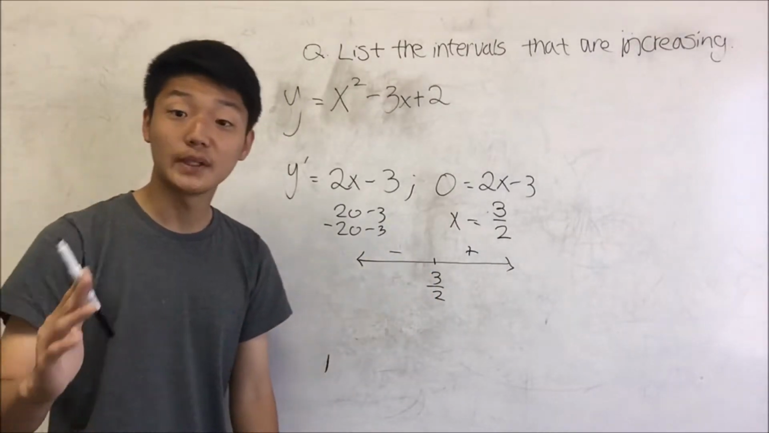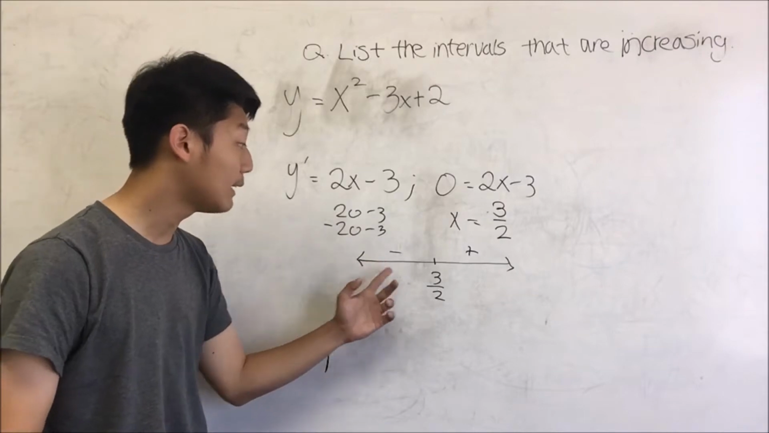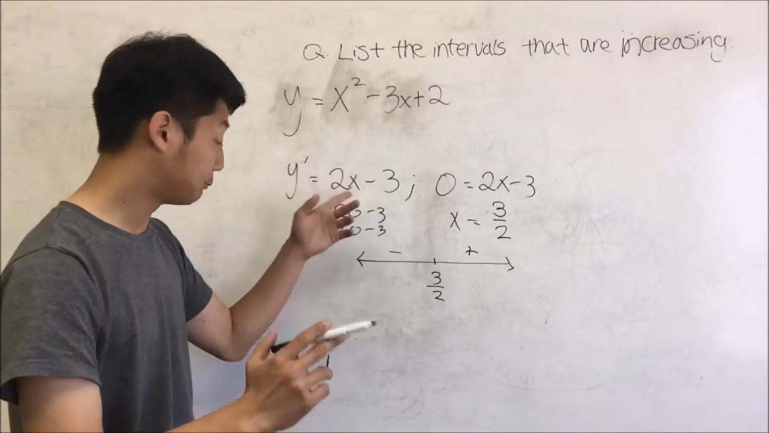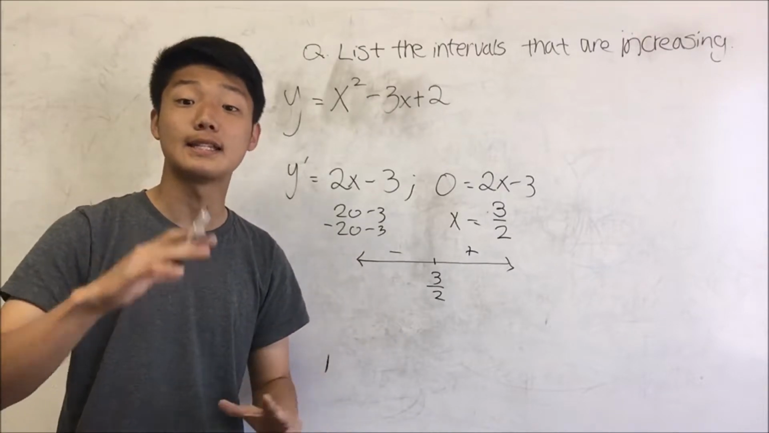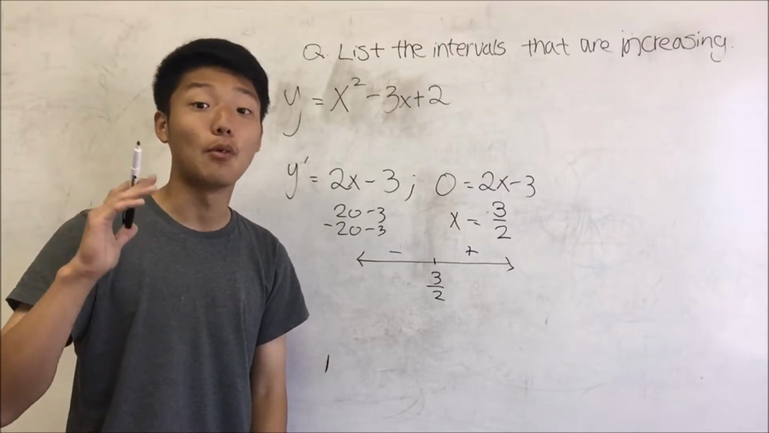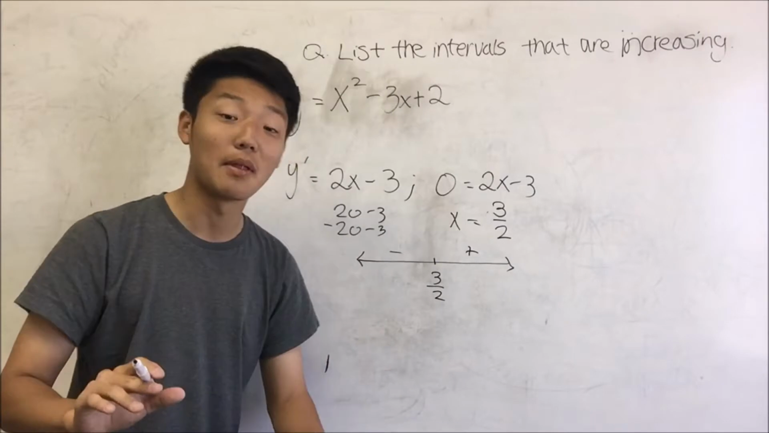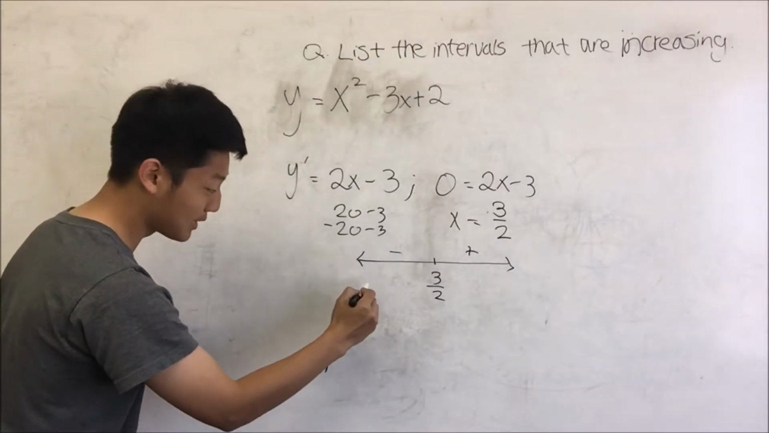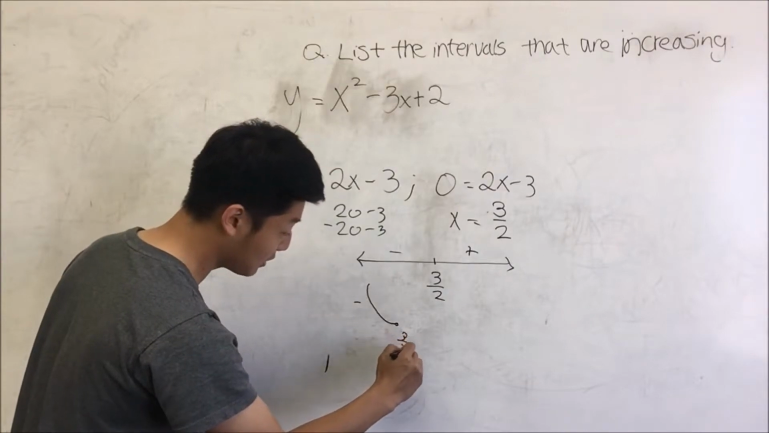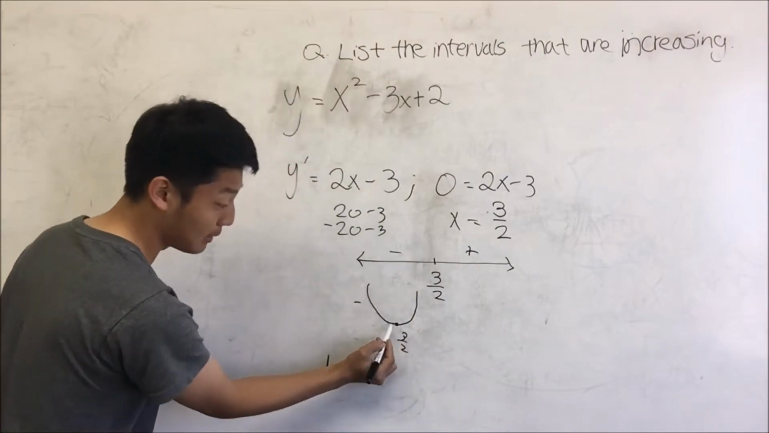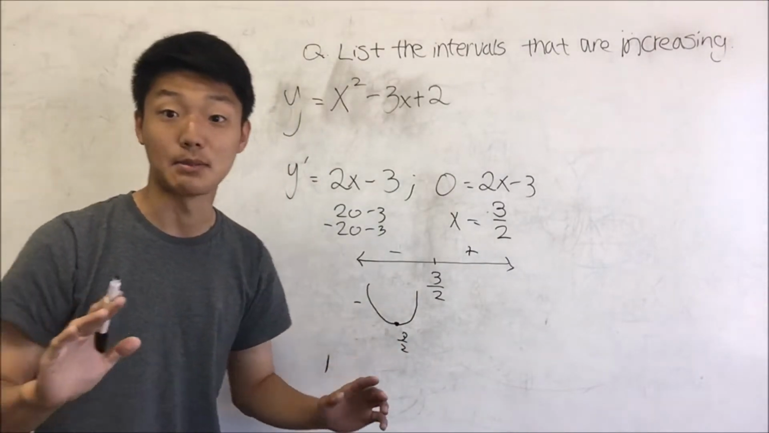That means, because the sign changes from negative to positive, we have proved that 3 over 2 is a critical point and it's the minimum. So the slope is decreasing, and at 3 over 2 it changes to positive. So it will be the minimum. I keep saying maximum, sorry about that.